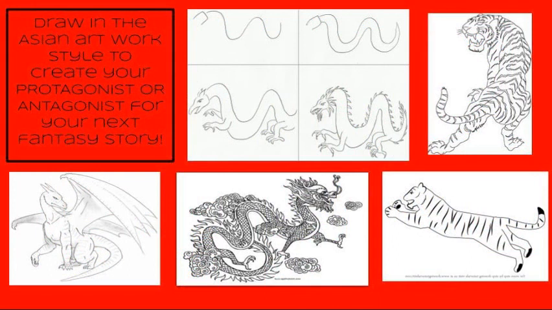Now it's your turn to draw in the Asian artwork style to create your protagonist or antagonist for your next fantasy story, like Dan Santat did in the book here, Drawn Together. And if you recall from his drawings, they were very simple, just using really just some black ink and lots of detail. Here I gave you some starters to get some ideas of some Asian artwork you might see, a dragon, a tiger. Anyway, have fun, happy drawing, and happy reading.